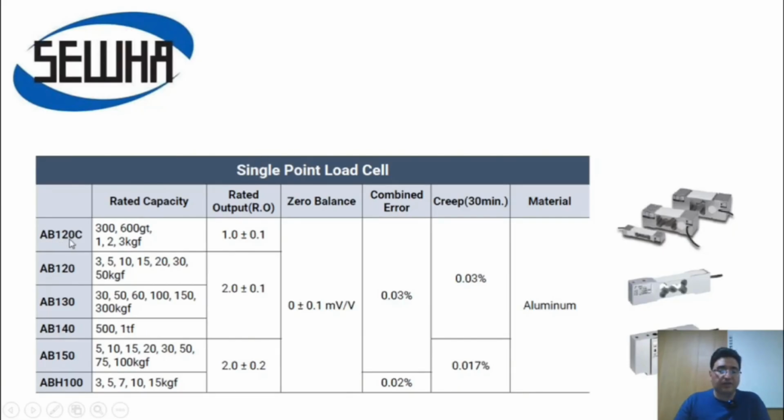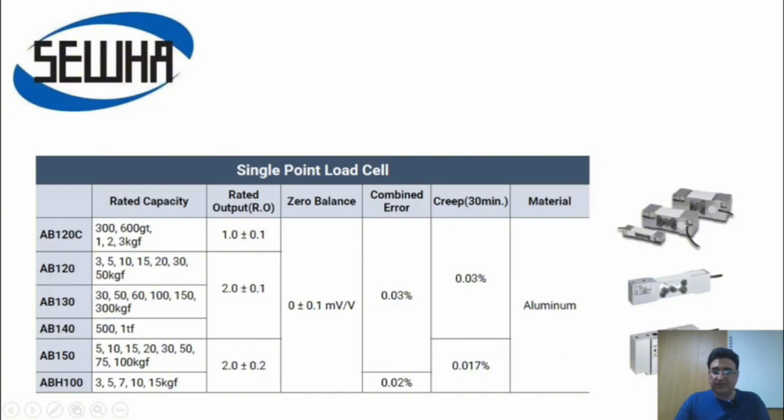The AB220 load cells range from 300 grams up to 3 kilograms. The AB220 load cells go from 3 kilograms up to 50 kilograms. A, B, C, D, and the C types range from 30 kilograms up to 300 kilograms. The AB140 models cover 500 kilograms and 1 ton. The AB150 load cells have a completely different design, as you can see here. As you can see, they have capacities from 5 kilograms up to 100 kilograms, as well as the ABH100.